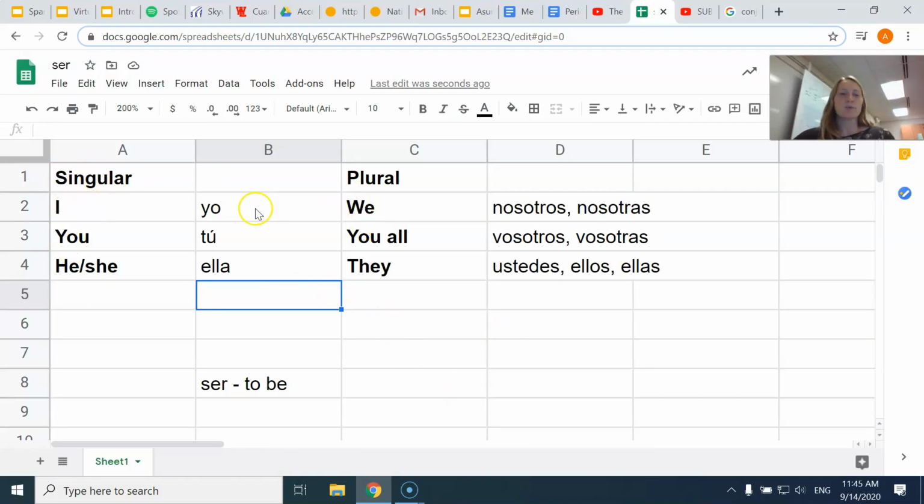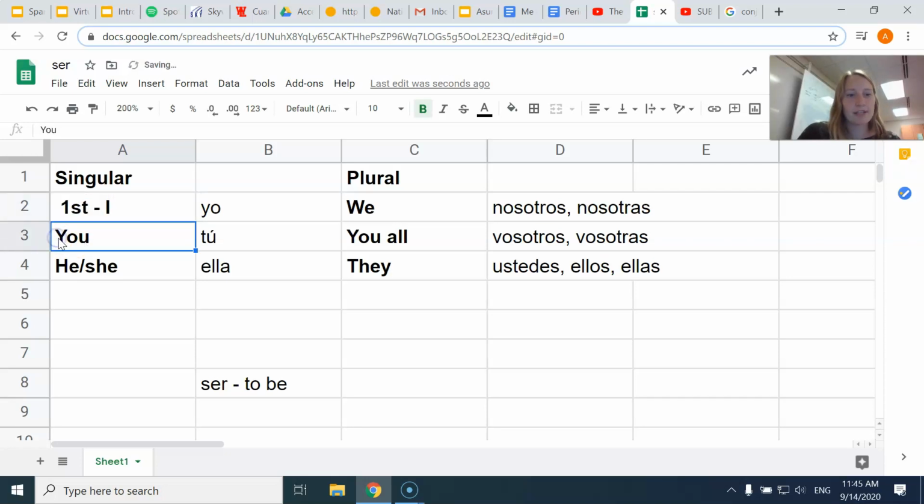So we have singular and plural. First person, second person, and third person. Maybe I should type that in here. So for example, if I said first person, I would say I. First person singular is I. I'm talking about myself. However, second person singular would be you, and third person singular is he, she, or it.